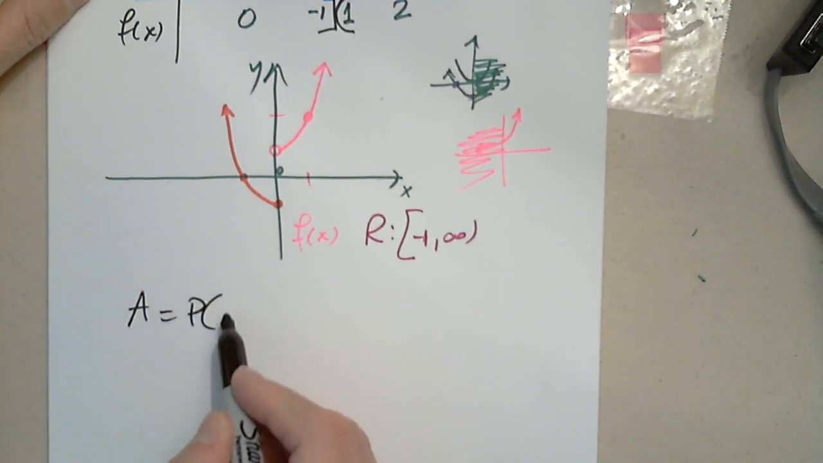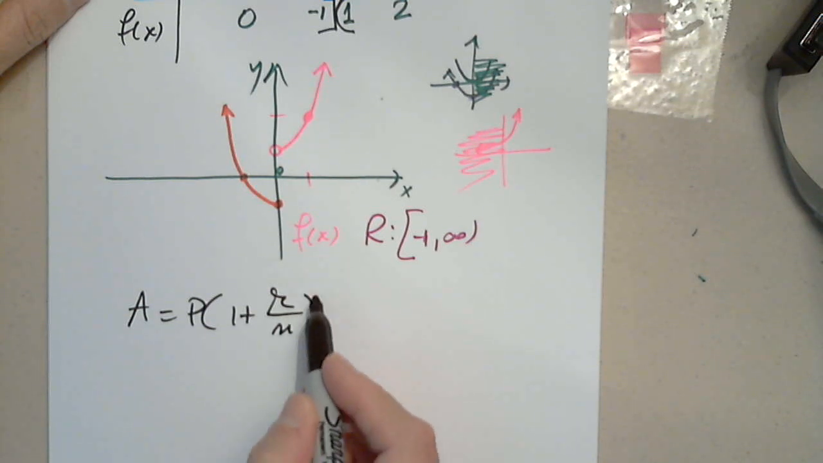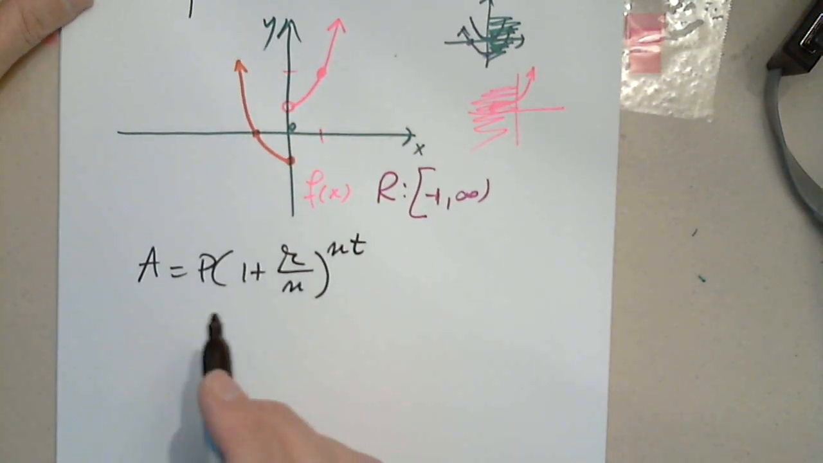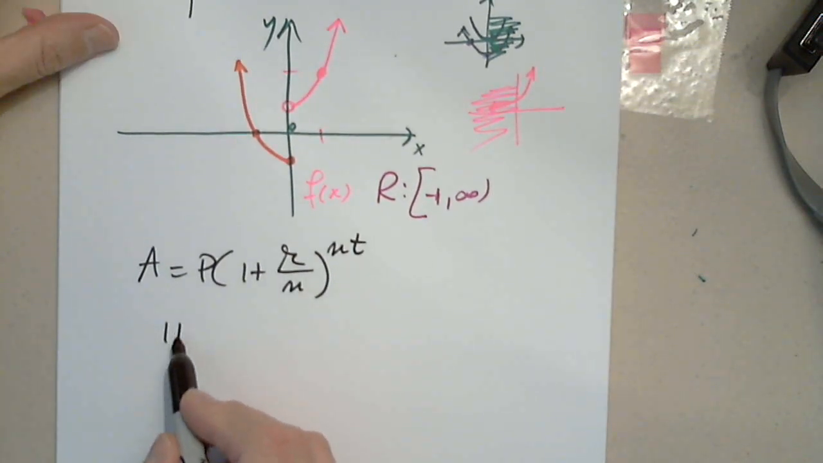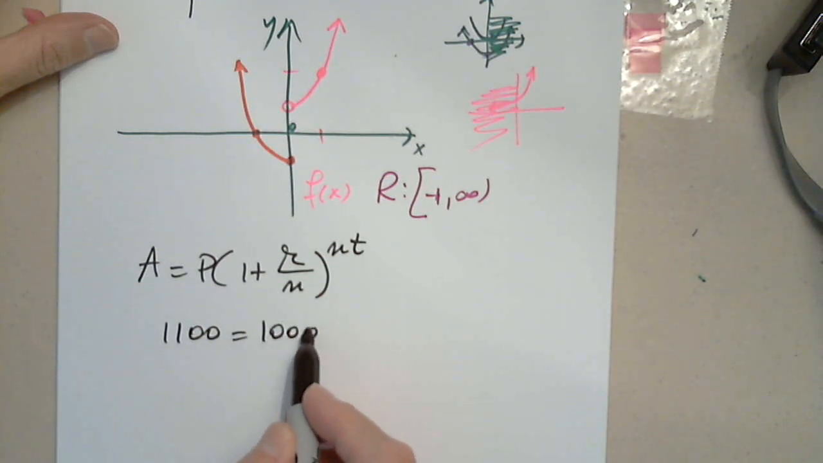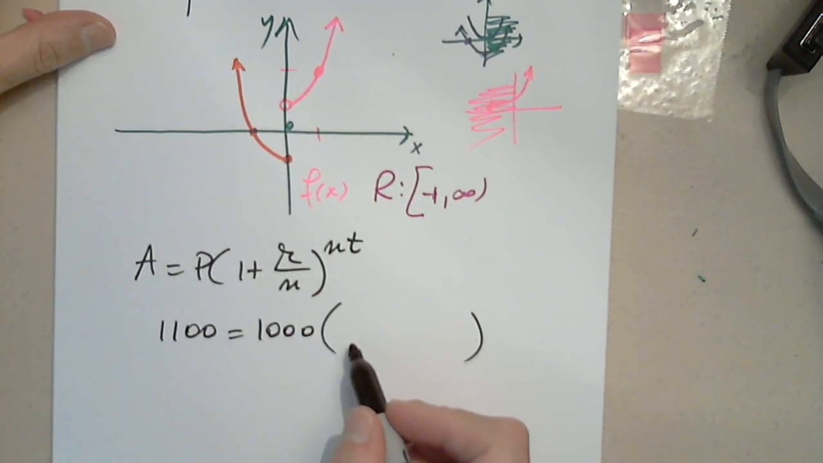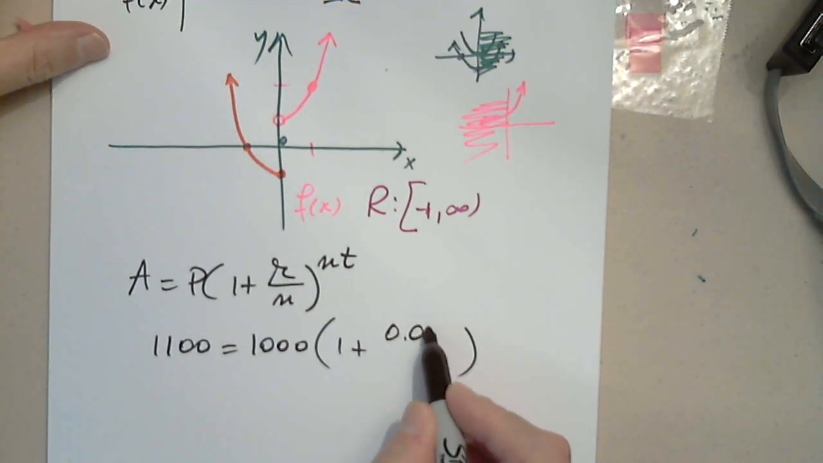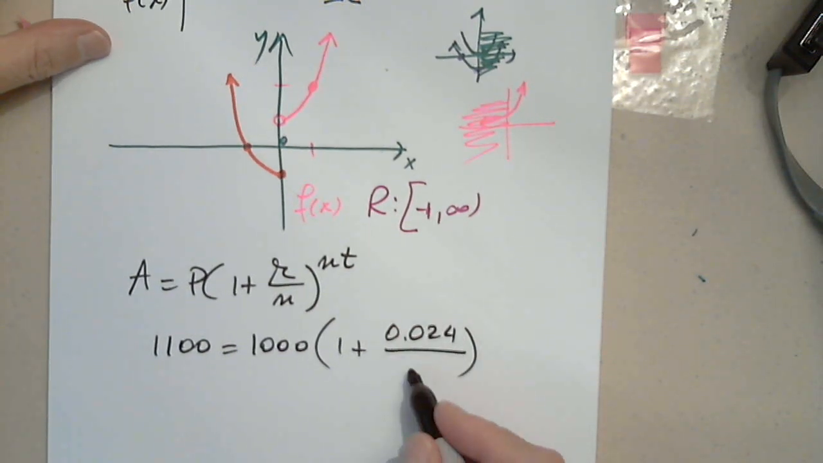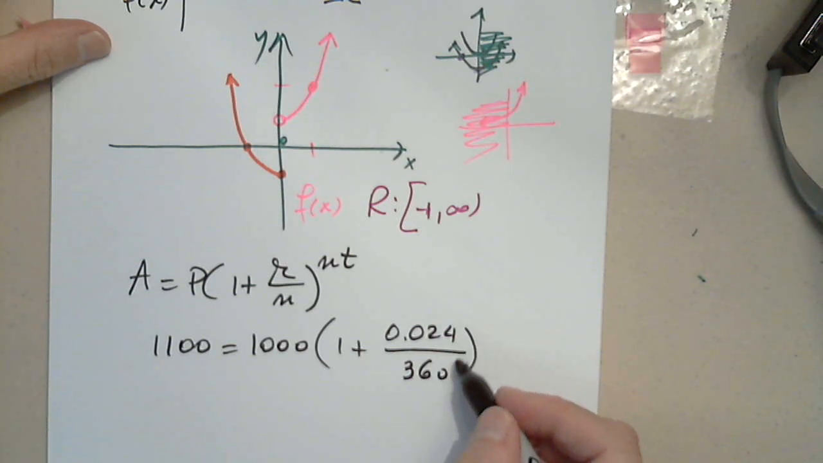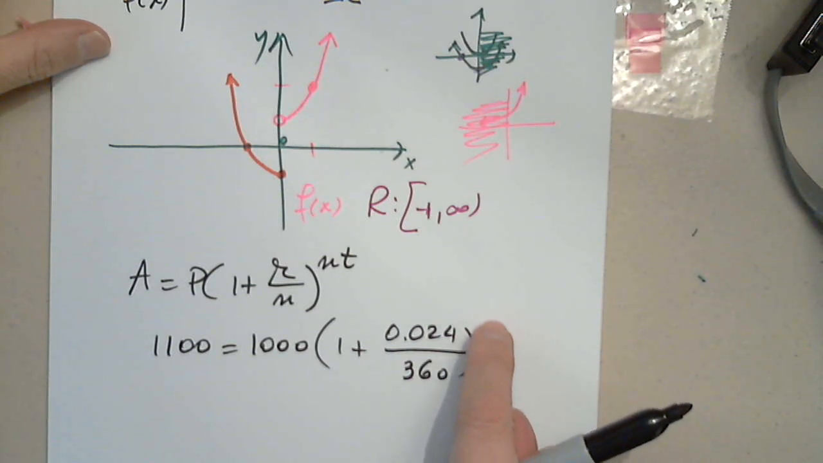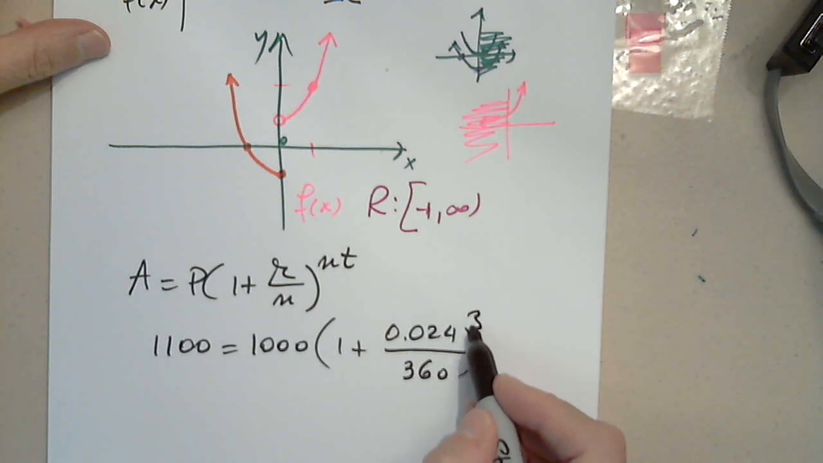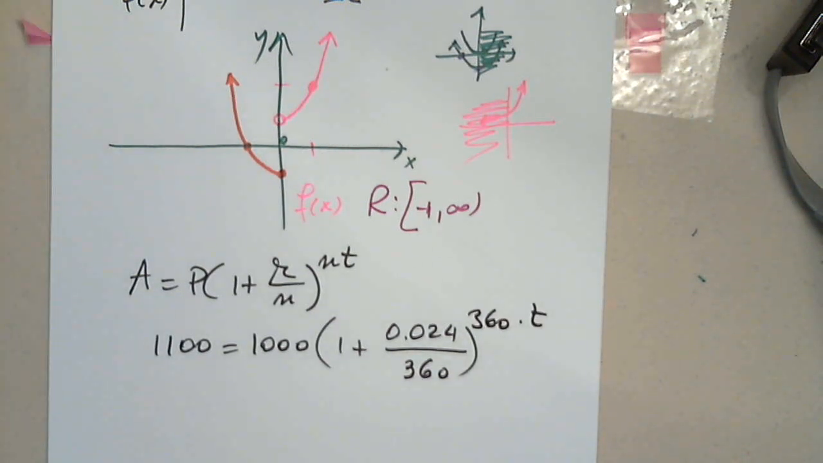So the formula that was set up was 1,100 equals 1,000, and then it was 1 plus 0.024 divided by 360, and 360 times t. Excellent. So we want to find t.